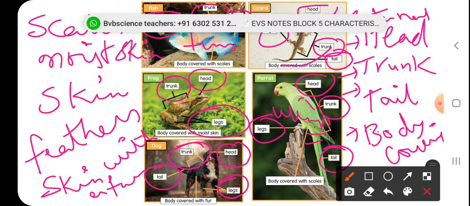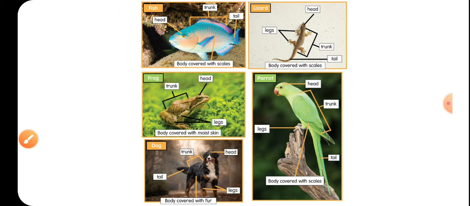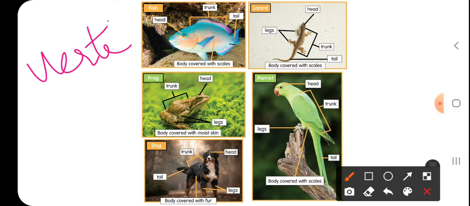So the differences that we mainly find here are presence of scales in fishes, presence of a moist skin in your frog, a skin in the lizard, presence of feathers as the body covering, and presence of a skin with a fur on the body in case of your dog. So all these animals are showing some similar characters and even having differences from each other. So based on this picture, now we can identify that all the vertebrate animals also can be classified.